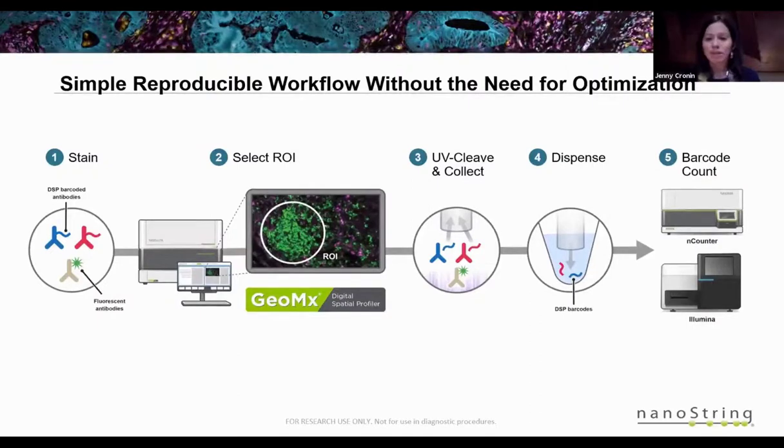Next, in step 3, you'll see the system goes through and picks from each of those regions of interest one at a time. Or if you've segmented, it'll pick from each segment one at a time. As the barcodes are released using UV light, a microcapillary system will sip up the tags, and then in step 4, dispense them into a 96 well plate. You can then take those barcodes in our final step on the right and read them out with either our nCounter platform or on an Illumina sequencer.